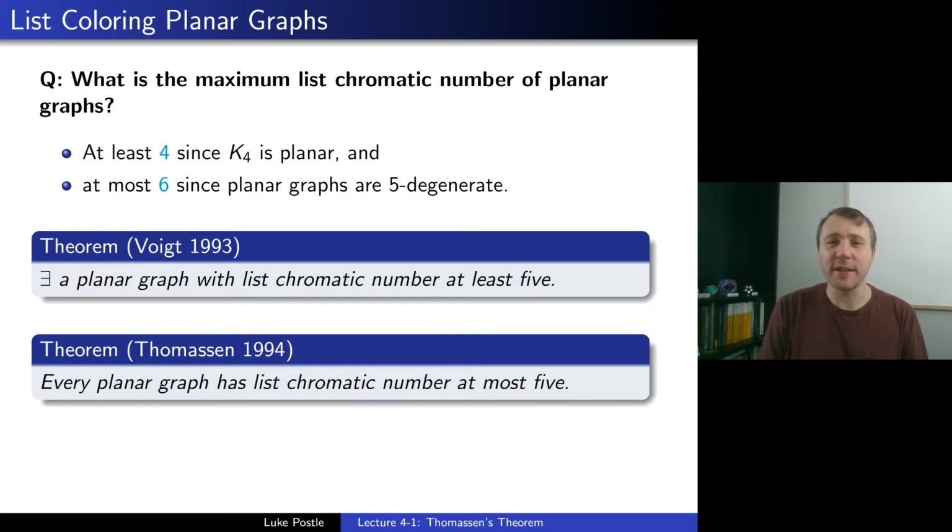And lo and behold, the next year in 1994, Thomassen proved the other one, that every planar graph has list chromatic number at most 5. This was quite surprising, as people thought it would be quite hard and really didn't have much idea of how to do it. But here we have this very pretty, beautiful theorem and proof by Thomassen showing that it is at most 5, which we'll be doing today.